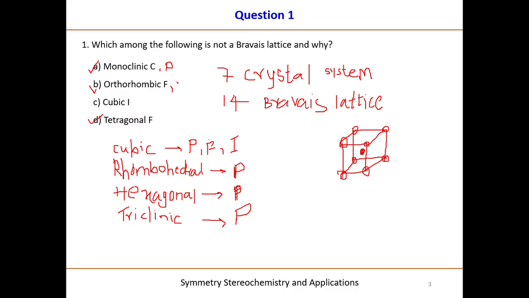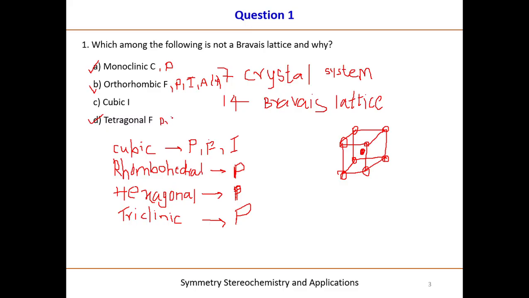And orthorhombic has all 4 types of unit cell, like face centered, primitive, body centered, and base centered. All 4 types of lattice. While talking about the tetragonal, we have primitive and body centered lattice only.